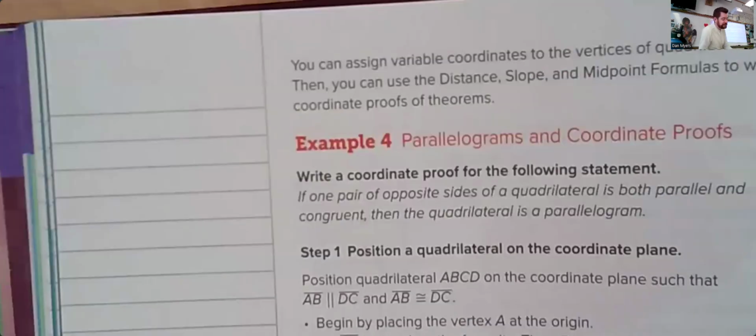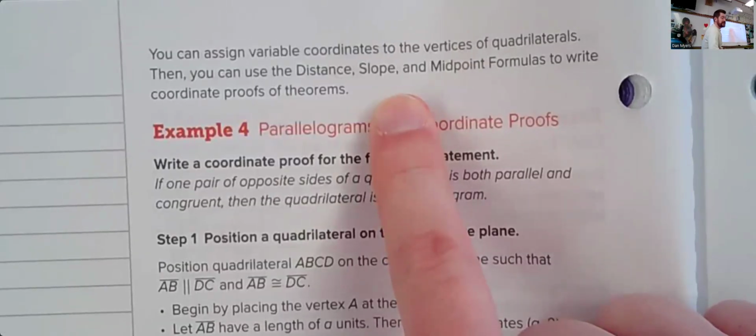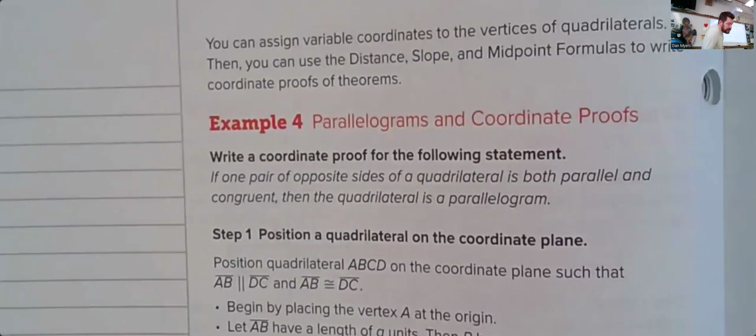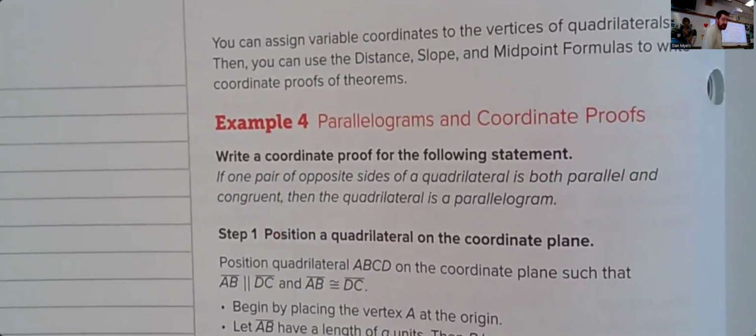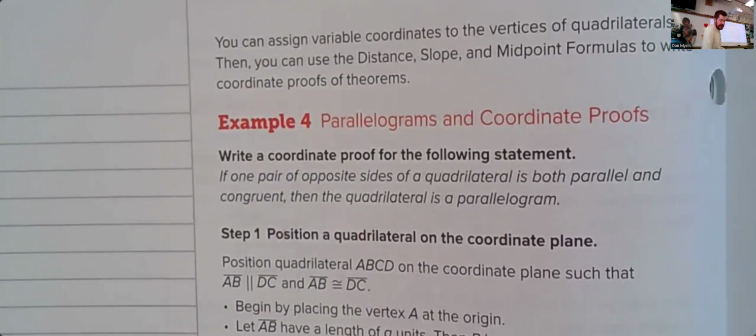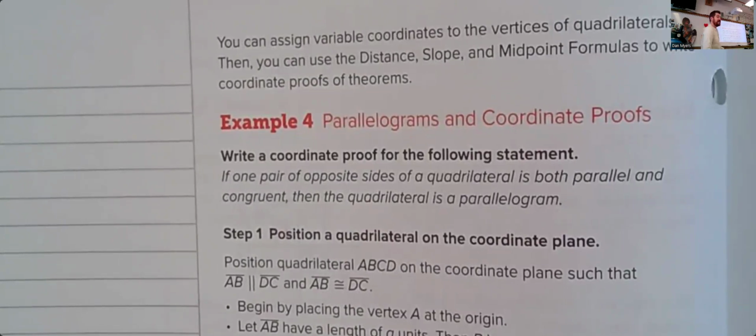Almost done. Here we go. You can assign variable coordinates to the vertices of the quadrilateral. Yes, we know that. However, actually, you know what? No, we're not even going to do this last example. That's it, because this is a coordinate proof and we don't do coordinate proofs. So that's it for today. That's a pretty short lesson.